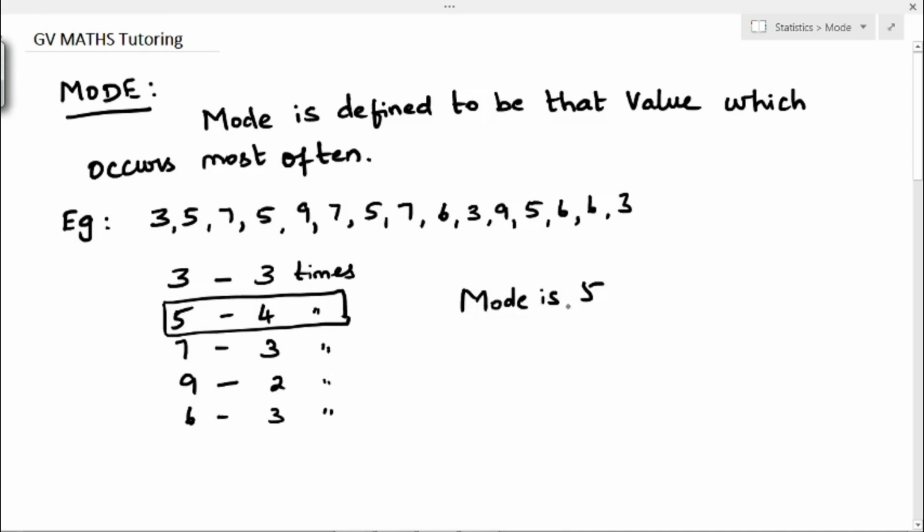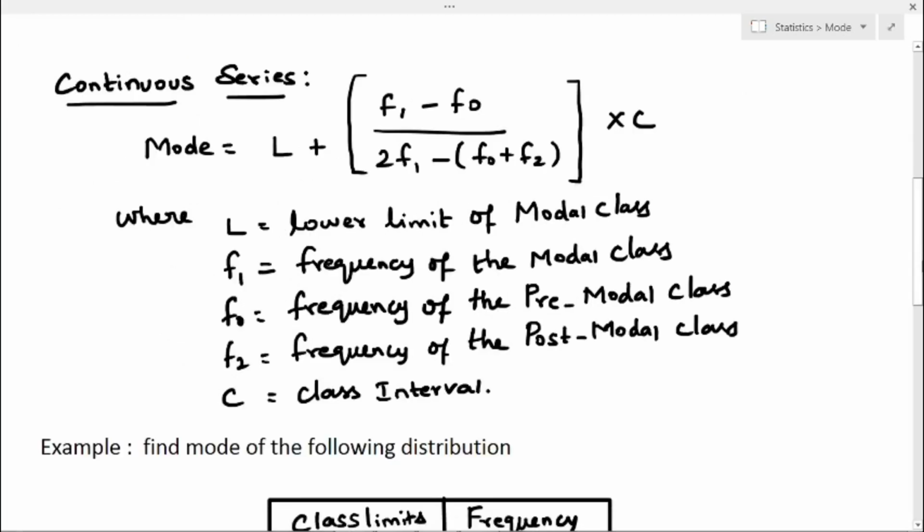Next, suppose the data are given in the form of a continuous series. We have to use the formula: mode equals L plus (F1 minus F0) divided by (2F1 minus F0 plus F2), into C. Here L is the lower limit of the modal class, F1 is the frequency of the modal class, F0 is the frequency of the pre-modal class, F2 is the frequency of the post-modal class, and C is the class interval. Now we will solve an example.